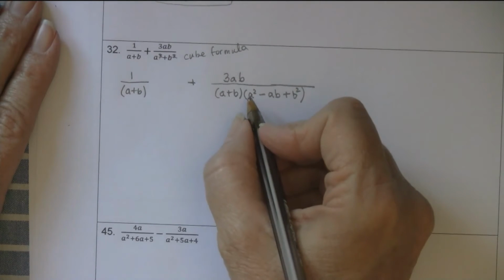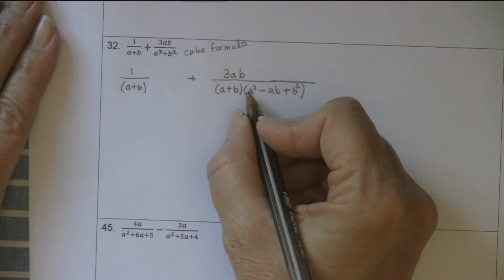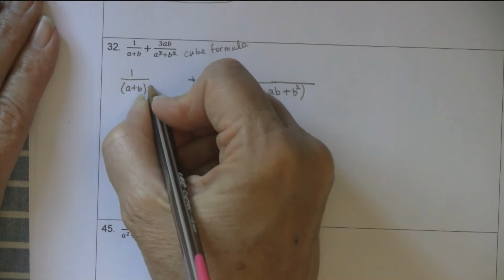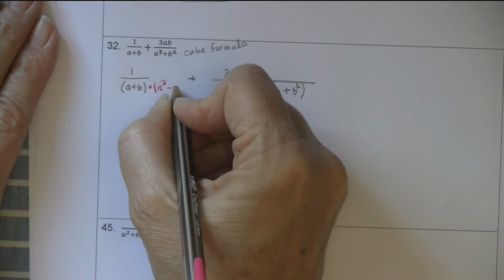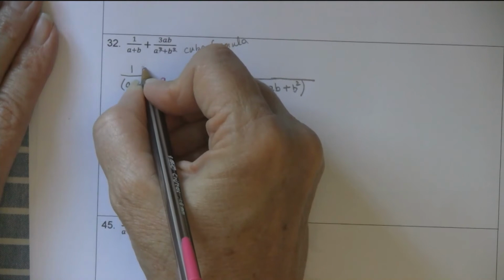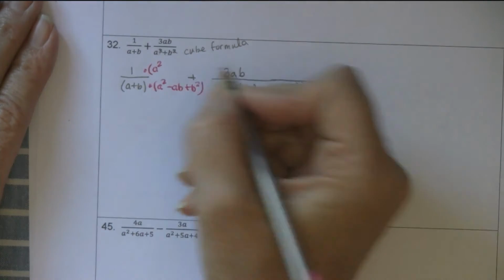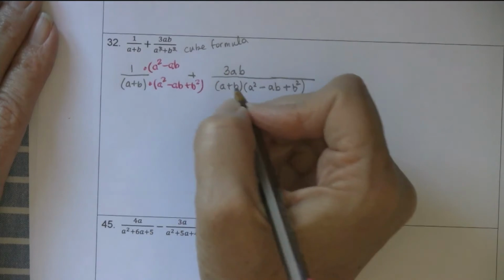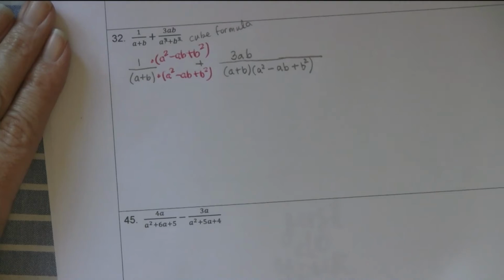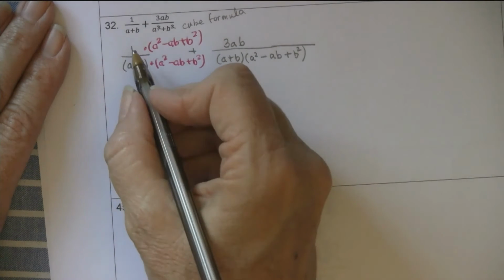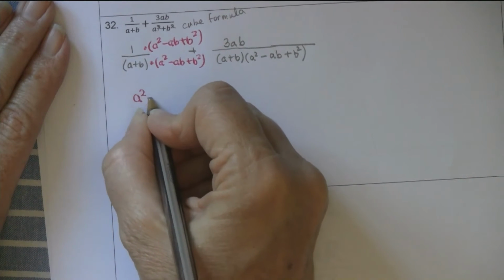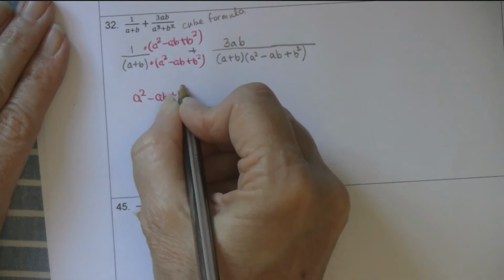And so I'm going to multiply the denominator by a squared minus ab plus b squared. And then I'm going to do the same to the numerator, because what you do to the denominator, you do to the numerator, and that makes an equivalent fraction. And so now the denominators will be the same. So my new numerator here is 1 times this, which is a squared minus ab plus b squared.